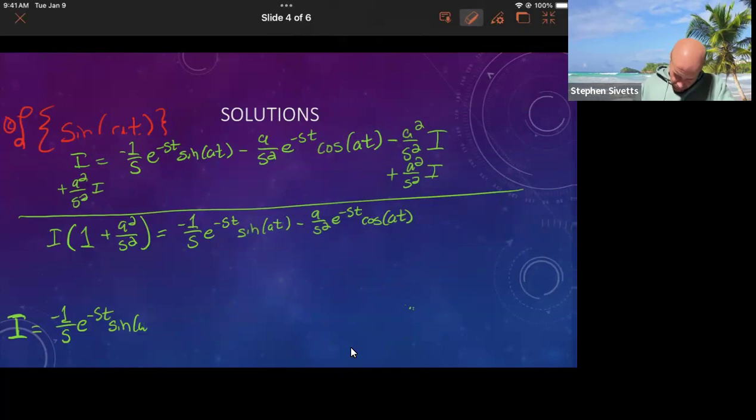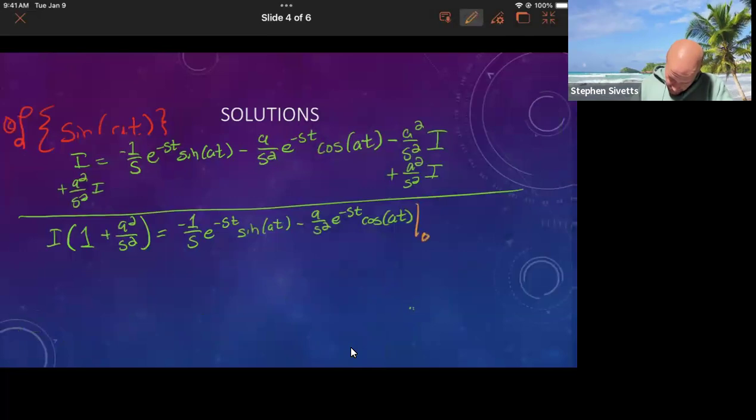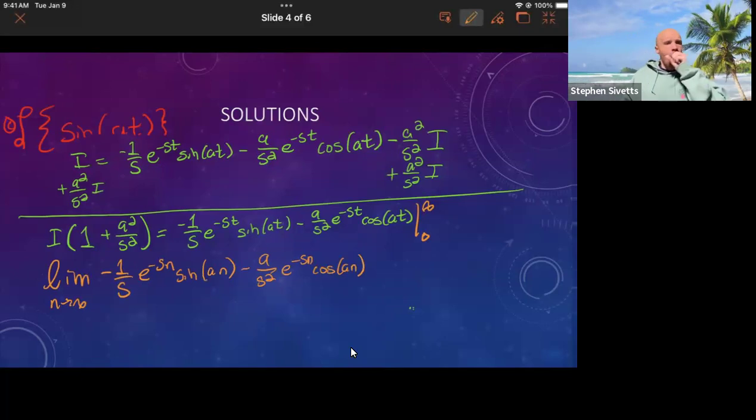What we need to do now is evaluate the right-hand side of this equation from 0 to infinity, right? Now, if we look at the limit as n goes to infinity of e to the negative s times n times sine of a times n. So if you look at this quantity, this is the upper limit of integration.